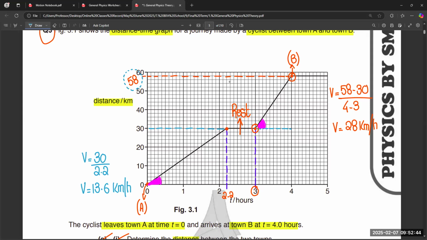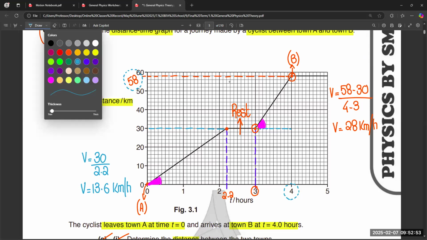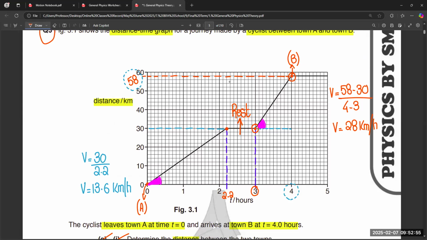So this is the total distance. And 4 is the value of the time in which this distance is covered. So total distance 58, total time 4 hours. So 58 divided by 4 to find out the average speed.